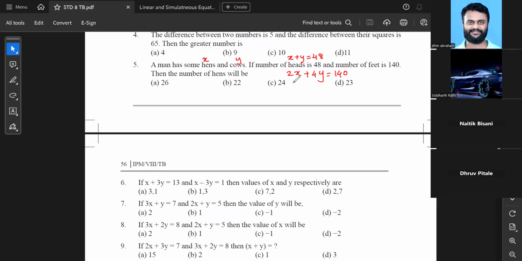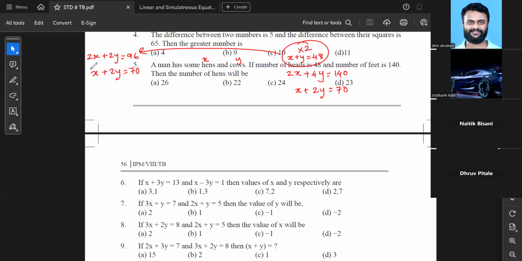So instead of 2x plus 4y, I'll divide the whole equation by 2. I'll get x plus 2y is equal to 70. Now the equation is smaller. Now in order to match y's, I'll multiply the first equation by 2. When I multiply the first equation by 2, I'll be getting 2x plus 2y is equal to 48 का डबल होता है 96. And the second equation is already x plus 2y is equal to 70.